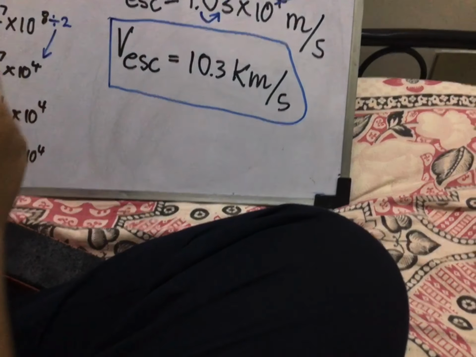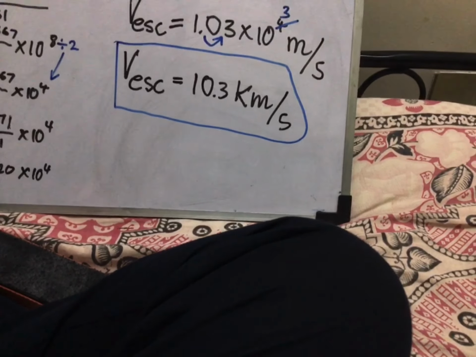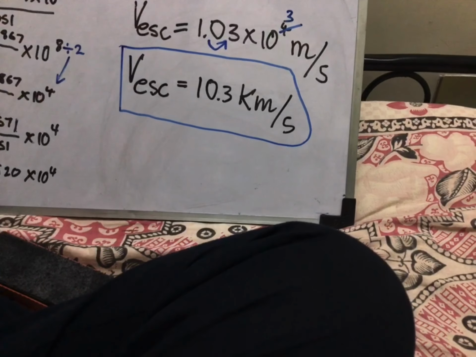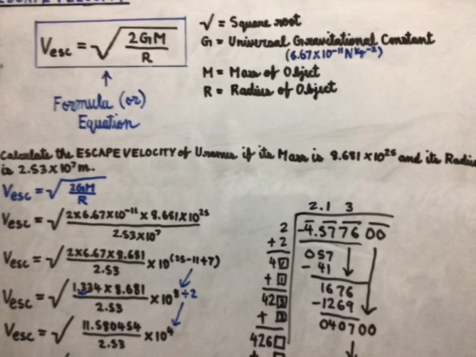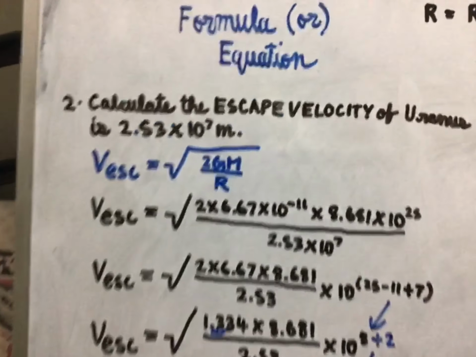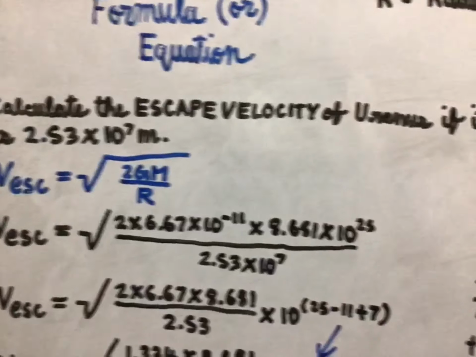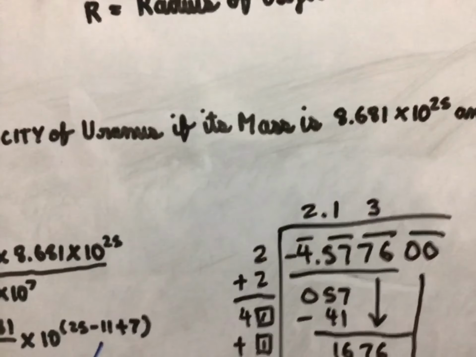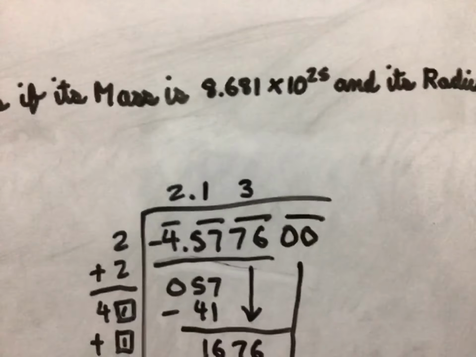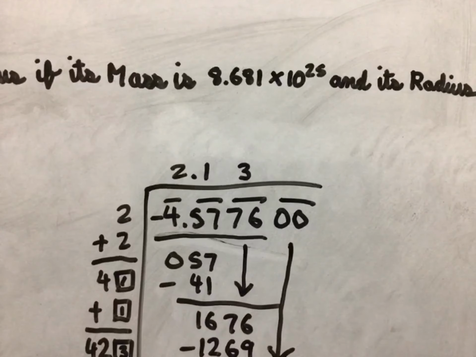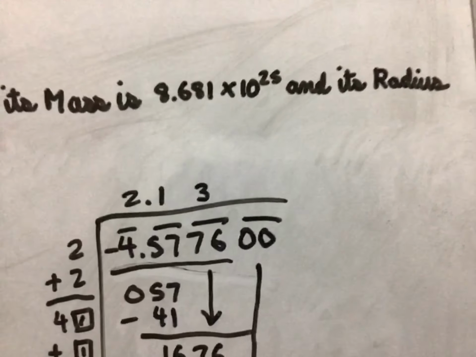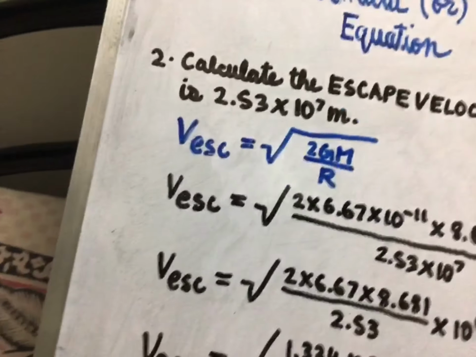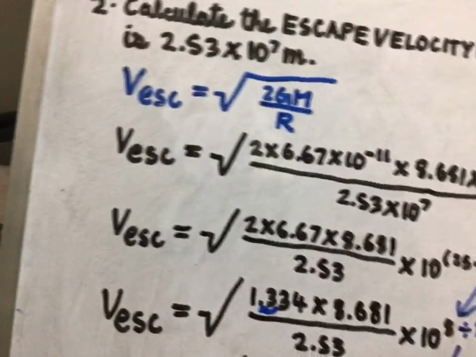This answer can also be checked in your web browser if you don't believe me. Anyway, moving on to our second question. So friends, this is the second question. Calculate the escape velocity of Uranus if its mass is 8.681 into 10 to the power 25. I have forgotten to write kilograms there. I'm sorry, and its radius is 2.53 into 10 to the power 7 meters.